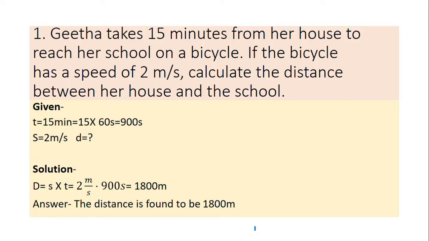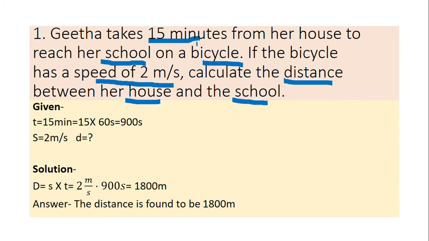Now let us move on to the problem. Geeta takes 15 minutes from her house to reach her school on a bicycle. If the bicycle has a speed of 2 meters per second, calculate the distance between her house and the school. So what is given? She has taken 15 minutes time. So time is given and the speed of the cycle is also given. They are asking you to find out the distance covered, right? So distance is the question mark.